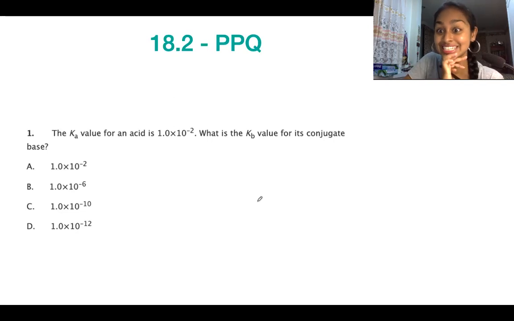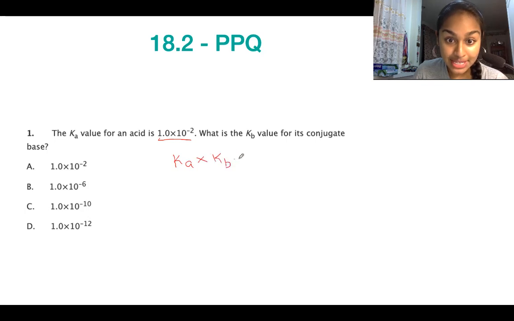All right, let's put this knowledge to the test then. So we're looking at a couple of past paper questions. So over here, you've got the Ka value, which is this one over here, and they're asking you what is the Kb for its conjugate base. So the relationship that we're going to use here is that Ka multiplied by Kb is going to equal Kw, which also means that it's going to equal 1 times 10 to the minus 14, so just 10 to the minus 14. I know that Ka is 10 to the minus 2, and therefore now I'm trying to find out what Kb is.